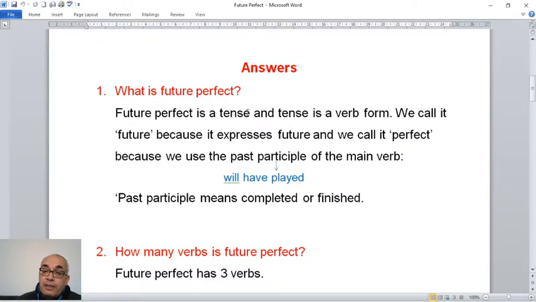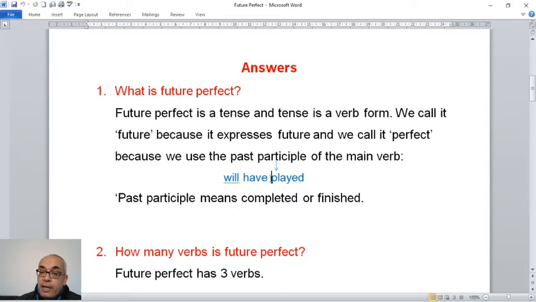Future perfect is a tense, and the tense is a verb form. The tense is a verb form, and a verb form is a tense. We call it future because it expresses future, it shows future. Of course, this is obvious. And we call it perfect because we use the past participle of the main verb.